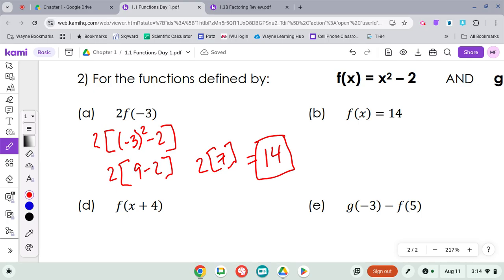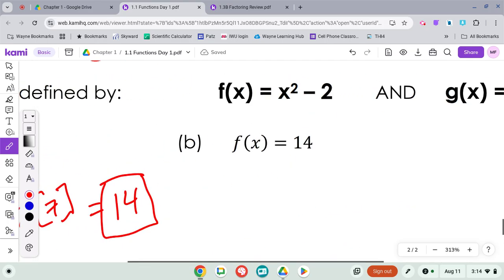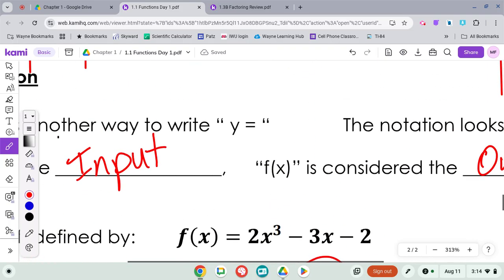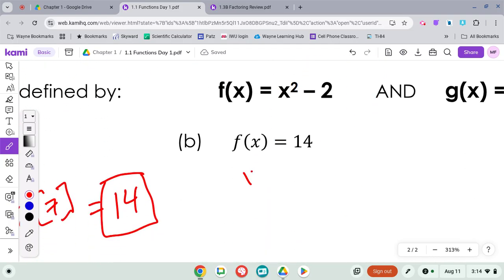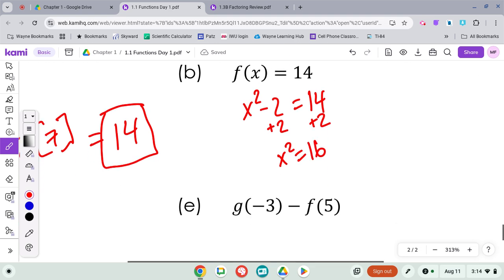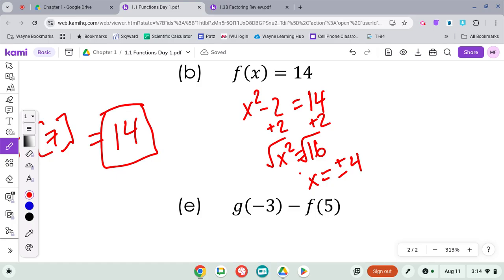All right, now the second one here, 2b. This is different. It says f of x equals 14. So we know f of x right here is x squared minus 2. We're saying if x squared minus 2 equals 14, well, let's go ahead and solve that. Let's solve for x. So to do that, we'd add 2. X squared is going to equal 16. At this point, we take our square root of both sides. Now, do we remember? When we take the square root, that means we have 2 answers here, plus or minus 4.